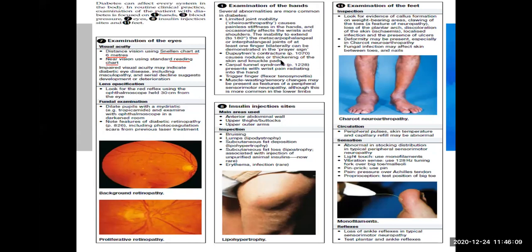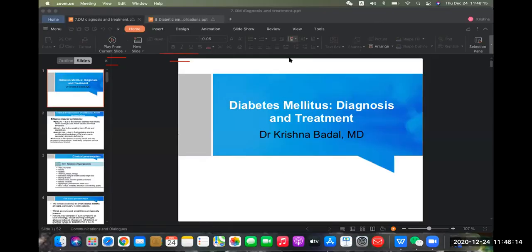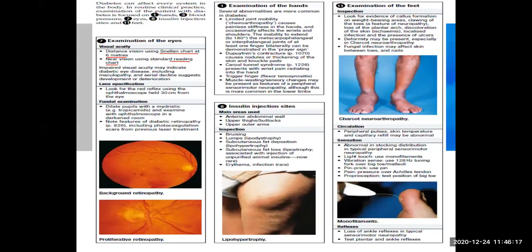Now, when we examine the hand, okay, what are the findings there? The hand has so many important findings in a patient with diabetes. There is limited joint mobility in diabetes, which is known as chiroarthropathy. Okay, this is painless stiffness of the joints, especially the smaller joints of our hand, like the metacarpophalangeal joint or interphalangeal joint. These are the small joints of our hand. So we cannot fully extend those joints up to 180 degrees in diabetes.